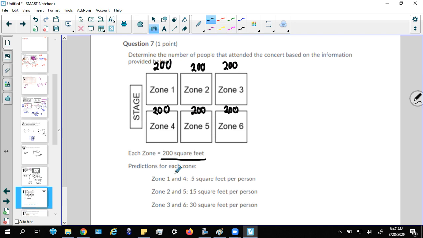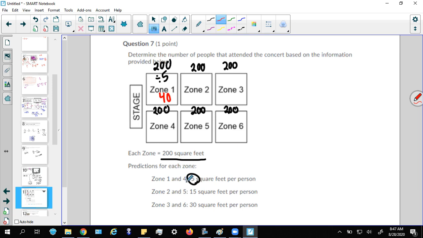Now it says for each zone, there's a prediction: 5 square feet per person. You could write a proportion if you wanted to, but I think that would be an extra step. What I would do is that if this zone is 200 square feet, and one person makes up 5 square feet, well, how many 5s can go into 200? And I believe that's going to be 40. So that means, and I'll just write this in red, 40 people can fit in zone 1.